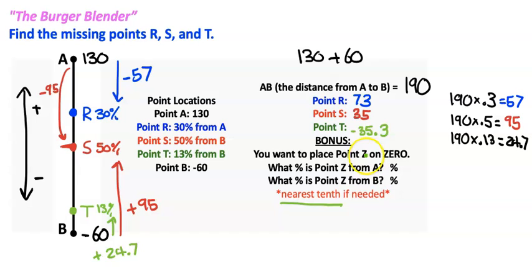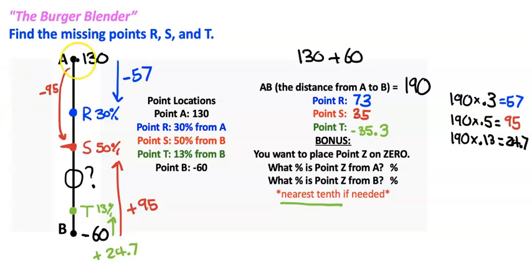Bonus questions. You want to place point Z on 0. So where is 0? Well, it's probably kind of in this area, I'm guessing. So let's see, what was this? This was 35, and this was negative 35. So I'm guessing 0 is kind of in this area somewhere. Okay. You want to place point Z at 0. What percent is point Z from A? So it's asking, let me make myself a little bit of room here really quick, students. I'm going to erase that really quick.